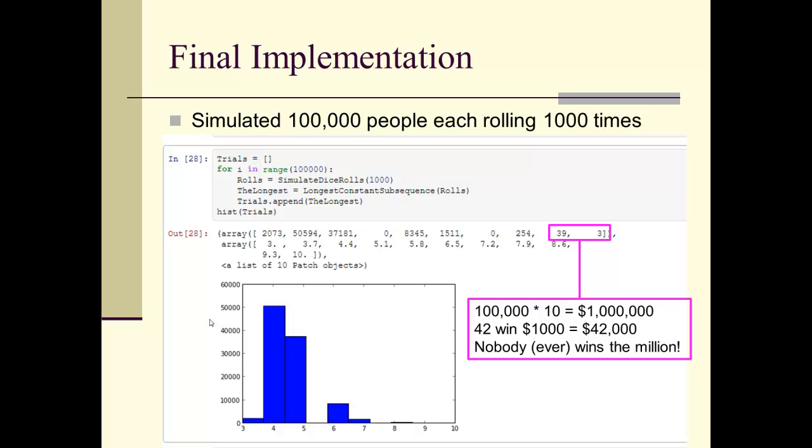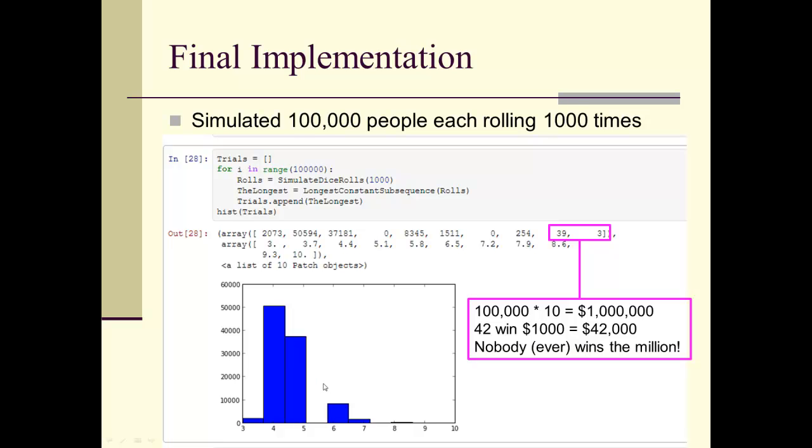We simulated 100,000 people, each rolling 1,000 times. So we started with trials as an empty list, and for each of the 100,000 people, we generated one number, their longest constant subsequence in their 1,000 rolls. And then we looked at a histogram. We found, for instance, that about 50,000 people had 4 for their longest constant subsequence. A little over 35,000 had 5 for their longest constant subsequence.